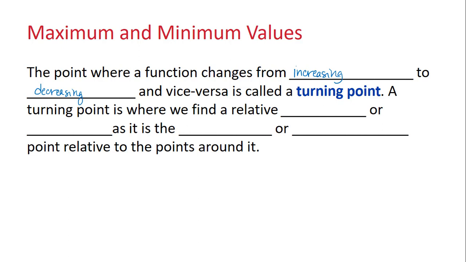A turning point is where we find a relative maximum or minimum, as it is the highest or lowest point relative to the points around it. In other words, this is where we will find the peaks and valleys of graphs.